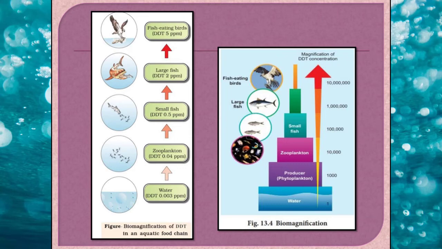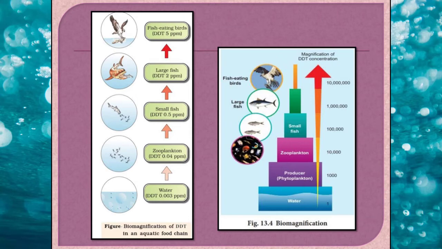So let us see this figure where you can see water. The amount of DDT in the water is written as 0.003 ppm, parts per million. When it moves to the next level of the food chain, zooplanktons have 0.04 ppm of DDT. Next level, small fish, DDT content is 0.5 ppm. In the large fish, the DDT content is 2 ppm. And in the last trophic level, that is birds, the DDT content is 5 ppm.